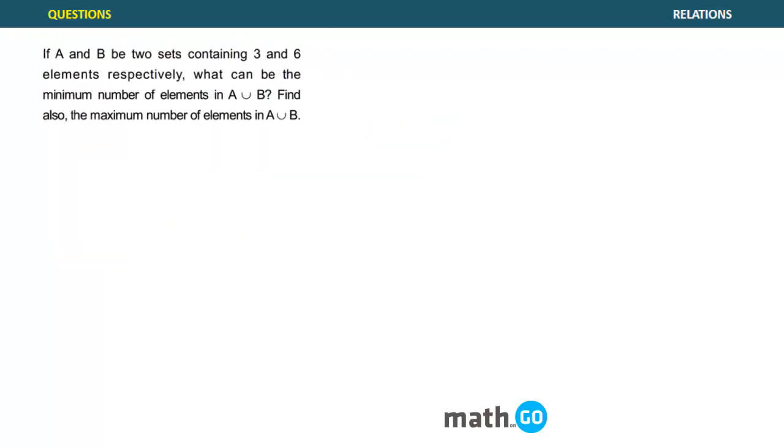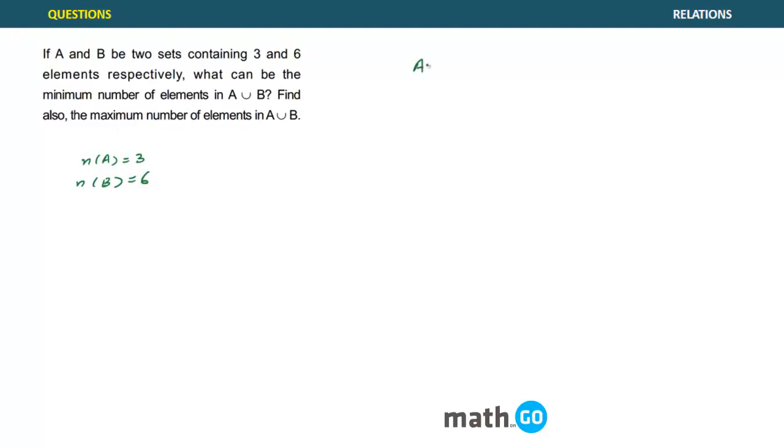It says A and B are two sets, each contain 3. So n(A), the cardinality, is 3. The cardinality of the B set is 6. What can be the minimum number of elements in A union B, and what could be the maximum number of elements in A union B?